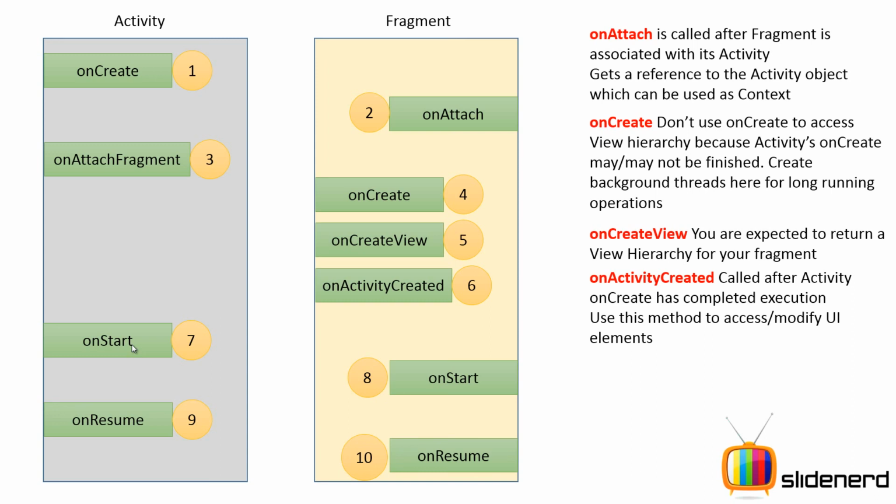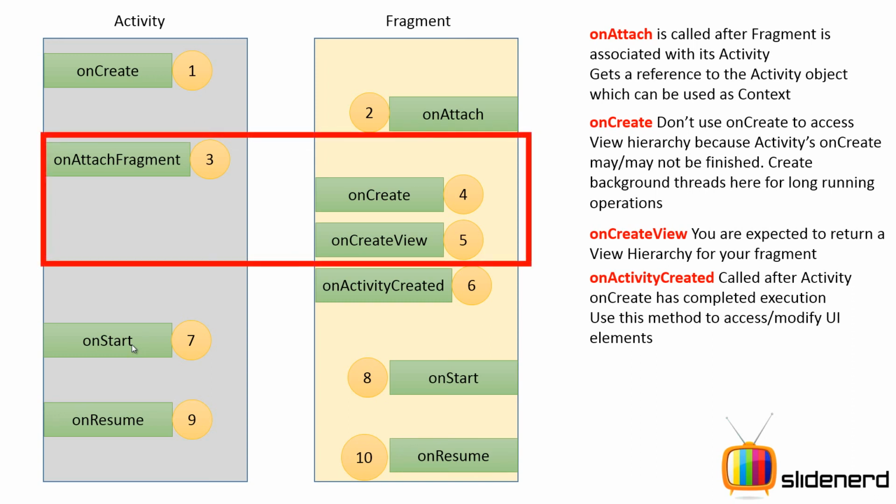There is one small thing that needs to be noticed. For multiple fragments, these methods are called multiple times. That means for every fragment, there will be an onCreateView being called, onAttach being called, and onActivityCreated will notify that the onCreate has been executed in the activity. So this is the sequence of operations needed for creating a fragment.